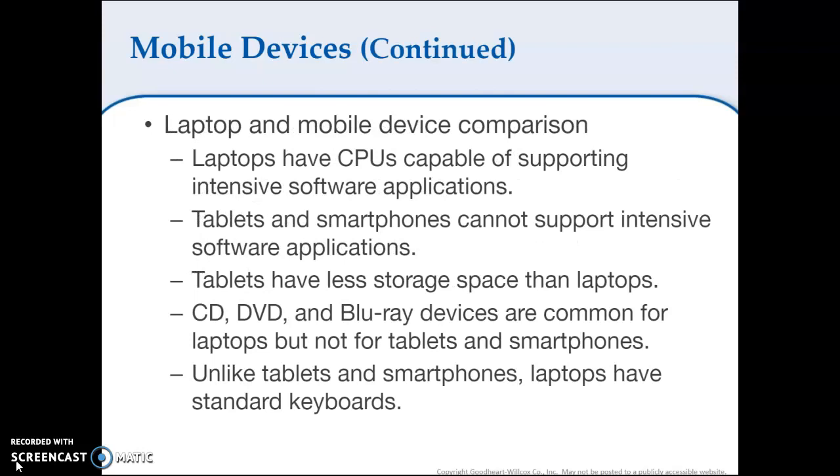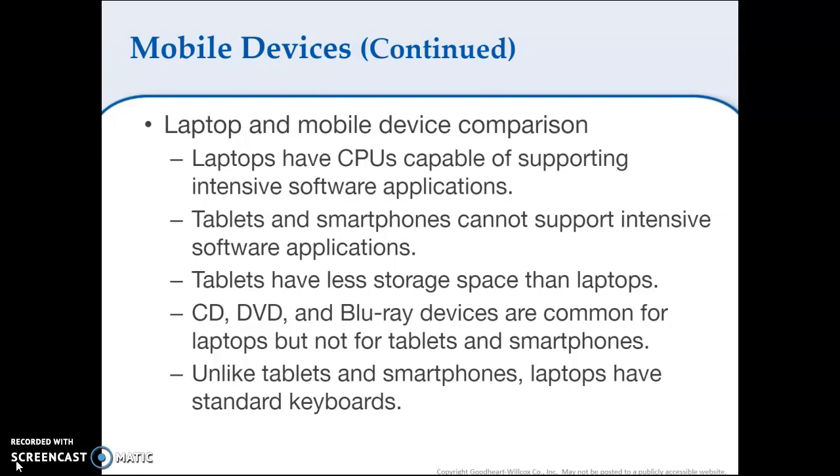A laptop, which you could probably also classify as your Chromebook, and mobile device comparison. Let's take a look at the laptops. Laptops have CPUs capable of supporting intensive software applications. It's more or less a PC that is portable. Tablets and smartphones cannot support intensive software applications, more of an app-based type interface. Tablets have less storage space than laptops and usually interact with the cloud more.